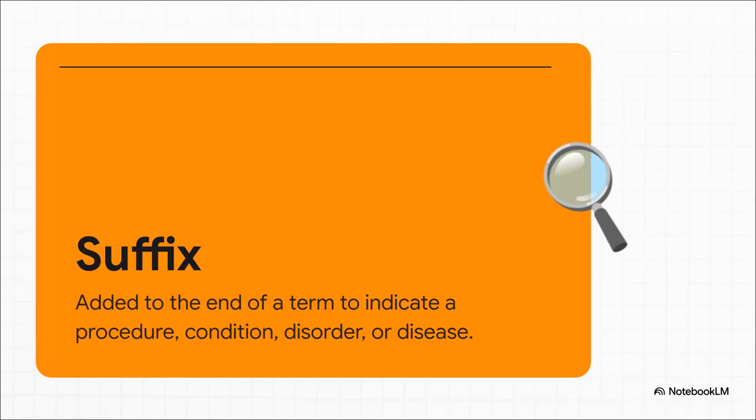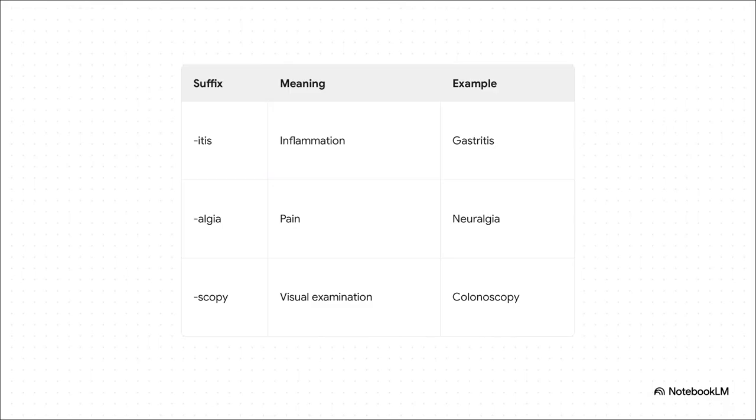All right, now let's jump to the very end of the word, the suffix. This little piece tells you what's happening to our word root. Is it a condition, a surgery, a feeling? The suffix is kind of like the verb of our story. It's the action. And here are a few you will see absolutely everywhere. Itis just means inflammation. Simple. You see it on the end of a word, you know something is inflamed. Algia means pain. And scopy is about looking at something, usually with a camera. Each one tells a totally different story.